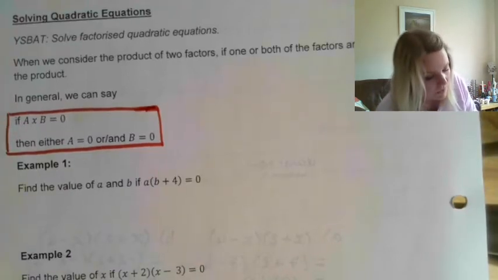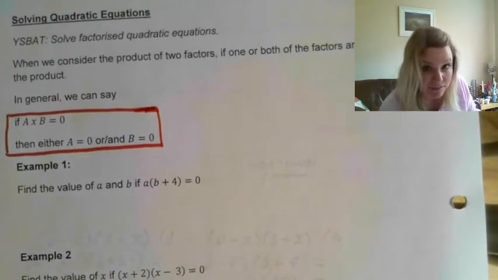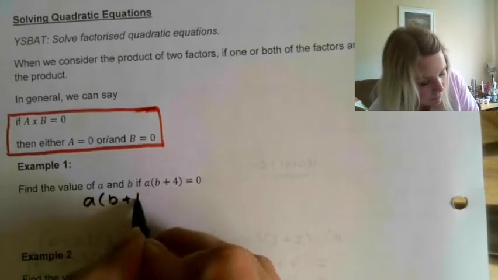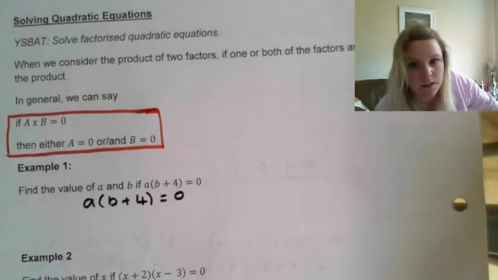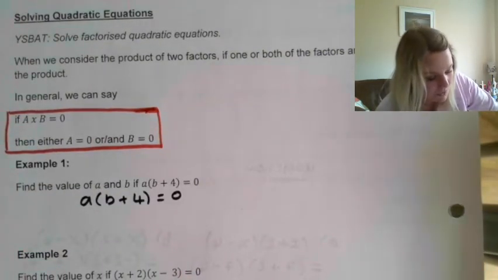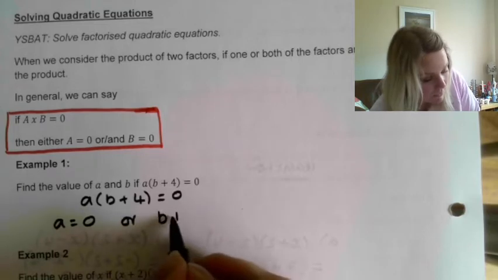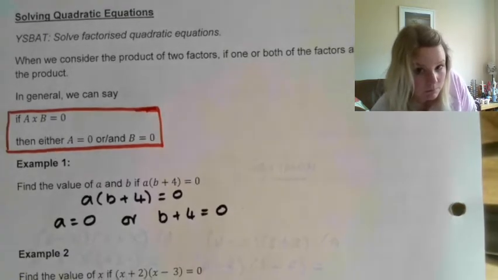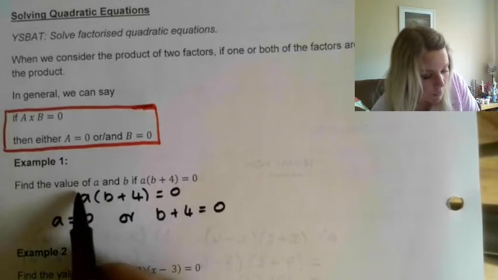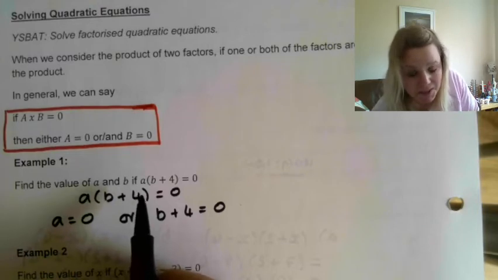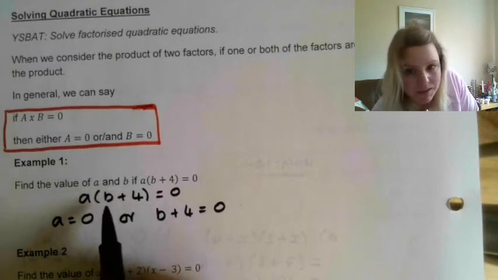Find the value of A and B if A multiplied by (B plus 4) equals 0. Then the way that we would write this out, we would say either A equals 0 or B plus 4 equals 0. Does that make sense? Because I know terms are separated by pluses and minuses, but because this is in a bracket, we would consider this all one thing.